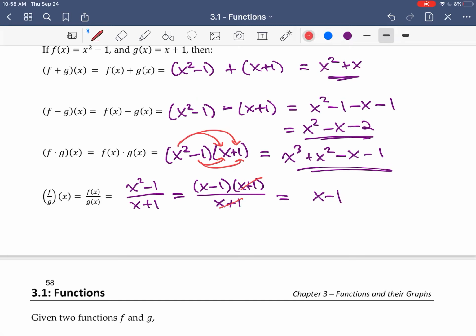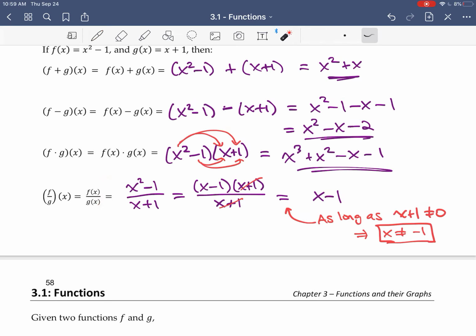Now this is assuming as long as the bottom is not 0. So we can't cancel when it's 0 over 0. Okay, so that's the same thing as saying x is not equal to negative 1. Okay, so this function, the quotient of them, is equal to this function everywhere except at negative 1. So that you're going to end up with a hole in the graph there. Okay, so that's what it would look like. So the domain's going to be different, but otherwise the functions are equivalent.